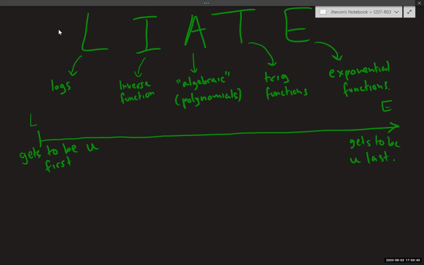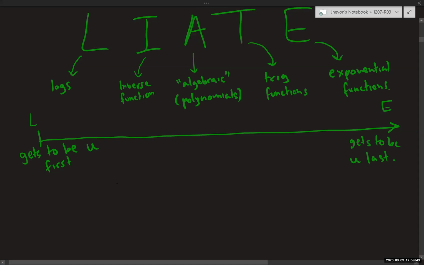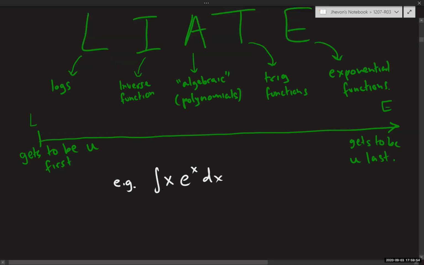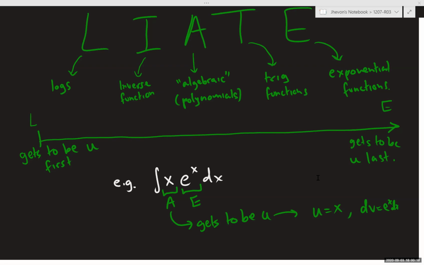In the earlier example, I had the integral of x e to the x dx. What you would notice from that is that my x would fall in the A category, and my e to the x would fall in the E category. According to LIATE, the x gets to be u. And so obviously you would set u equals x and the other one gets to be dv. Okay, so this is how it works.